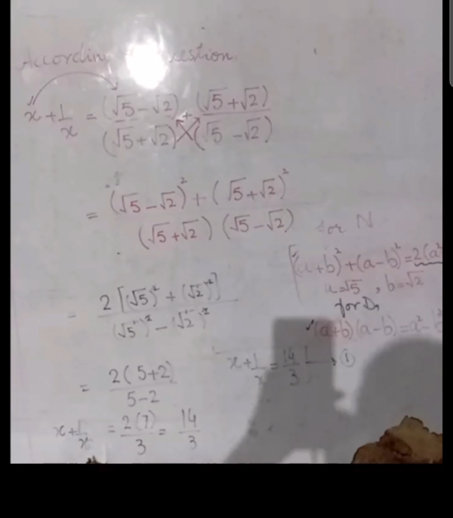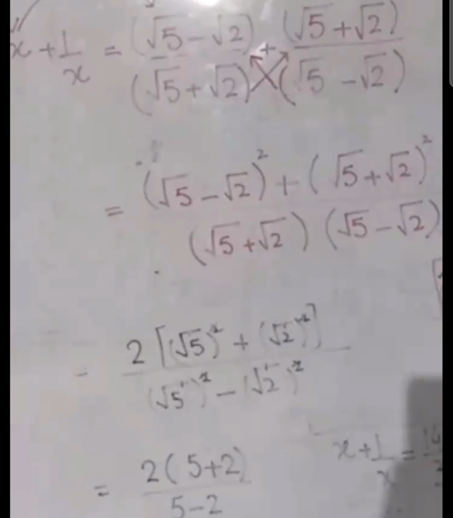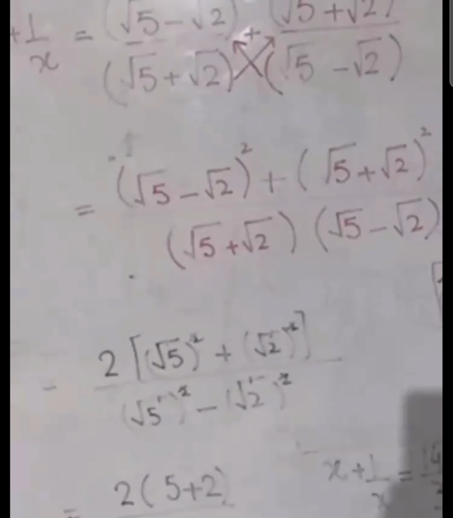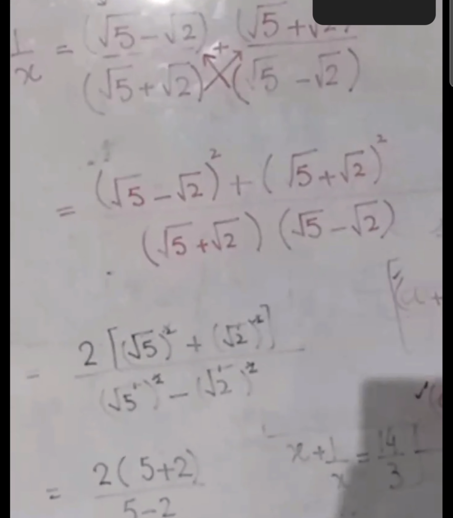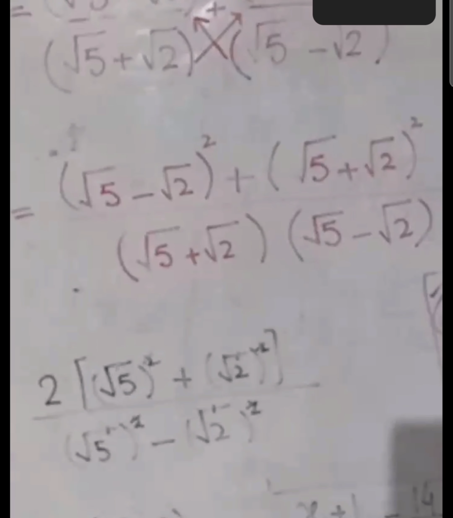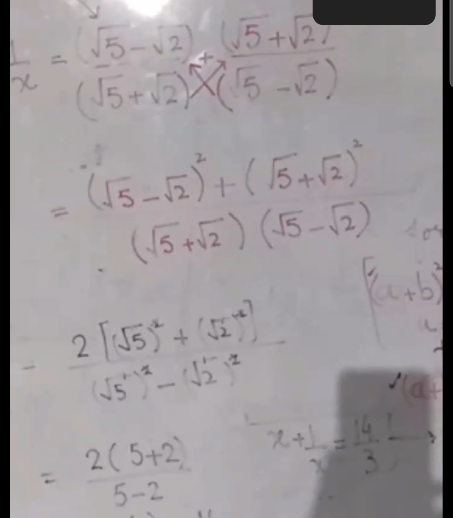Ma'am, the values (square root 5 plus square root 2) and (square root 5 minus square root 2) were multiplied with the upper values. How did those values come in the next equation? Here, when I have formed the squares. Look, when we solve fractions, both denominators will be multiplied. Both of the denominators will be multiplied.